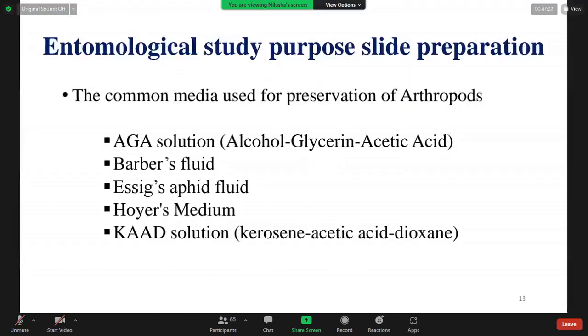Now, we are going to learn how to prepare the slide for the entomological study. In here, we are using some common media for the preservation of arthropods. Here you can see some media like AGA solution, Barber's fluid, acid fluid, Hoyer's medium, and KAAD solution. Like these media we use for slide preparation.